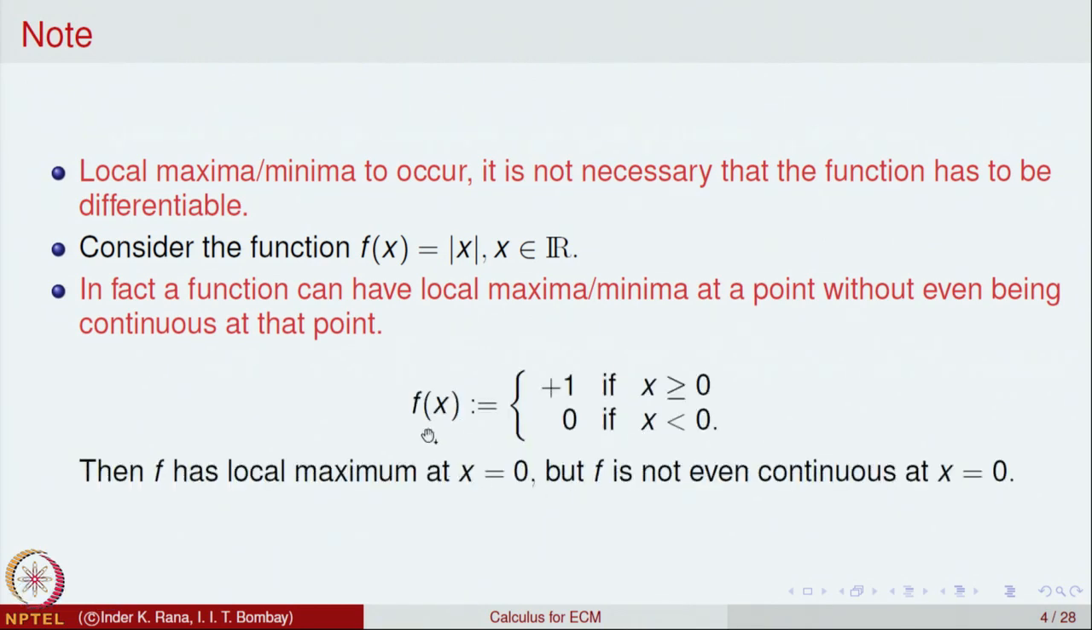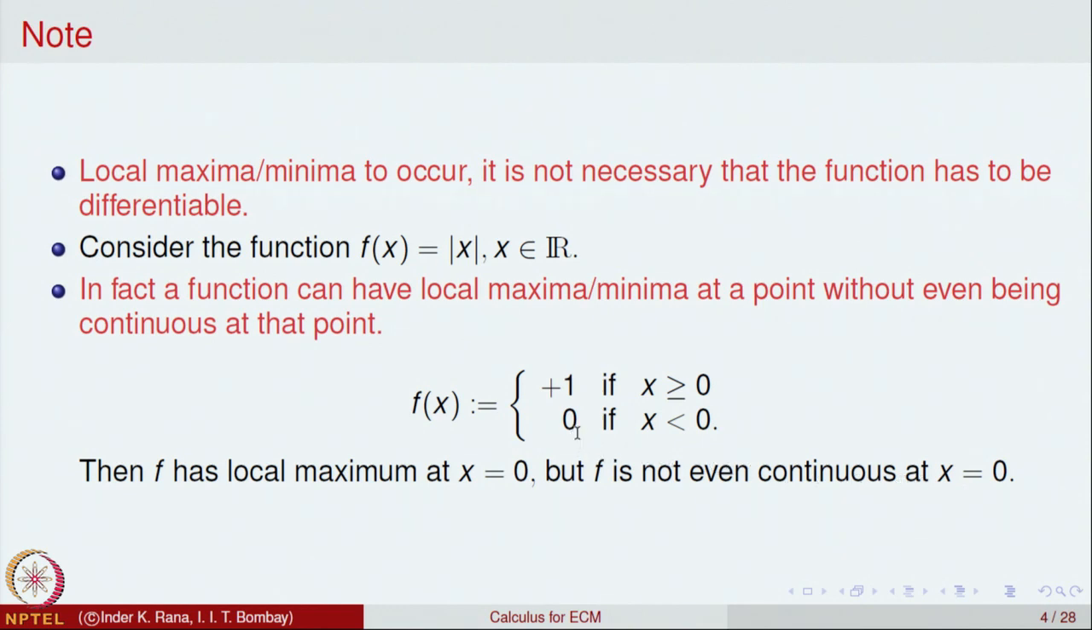For example, let us look at the function f(x) equal to plus 1 for x bigger than or equal to 0 and equal to 0 if x is less than 0. Then the function has a local maximum at the point 0, the value is 1. So, for all points in a neighborhood of x equal to 0, the value at the point 0 is bigger than or equal to the value at every other point. So, the function has a local maximum at x equal to 0, but f is not even continuous at the point 0.